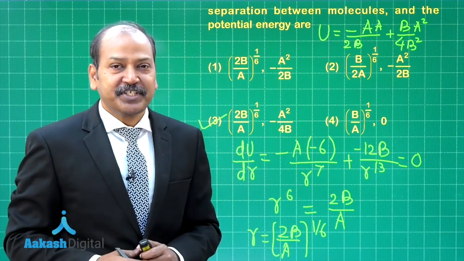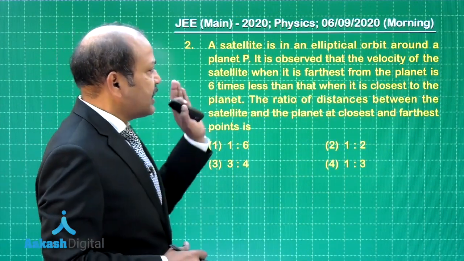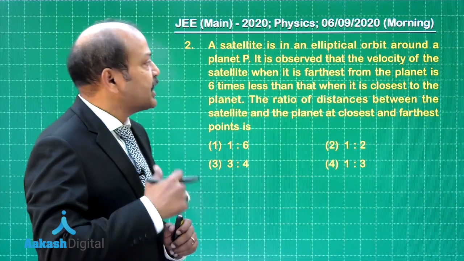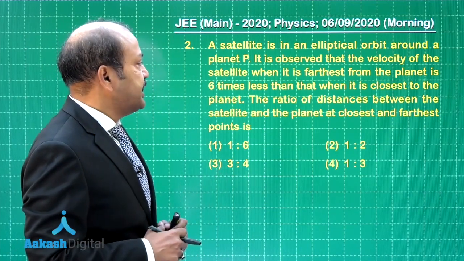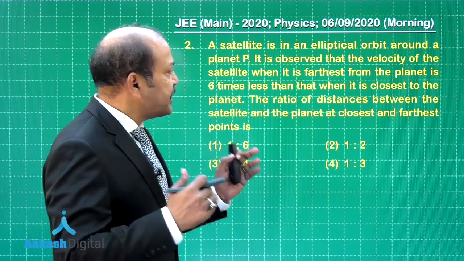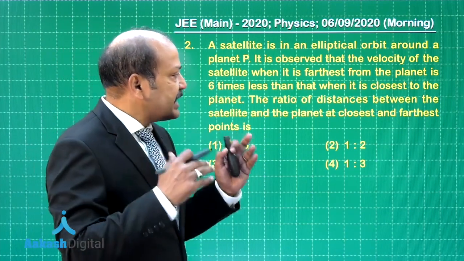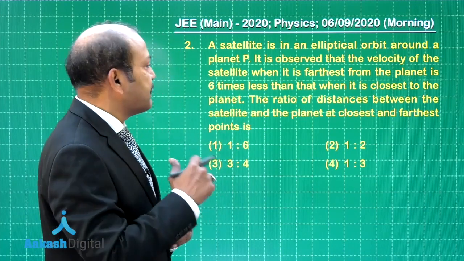Let us now go to question number 2. And question number 2 says a satellite is in an elliptical orbit around a planet P. It is observed that the velocity of the satellite when it is farthest from the planet is 6 times less than that when it is closest to the planet.